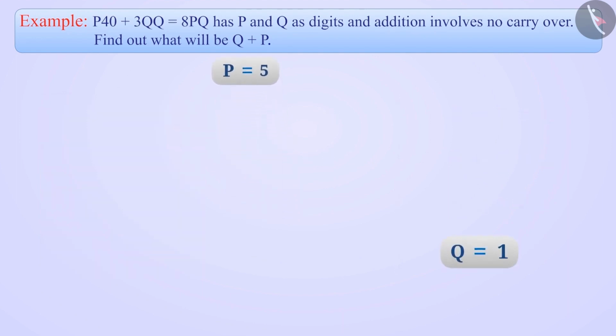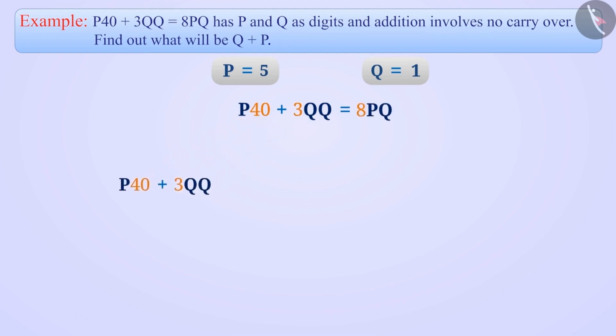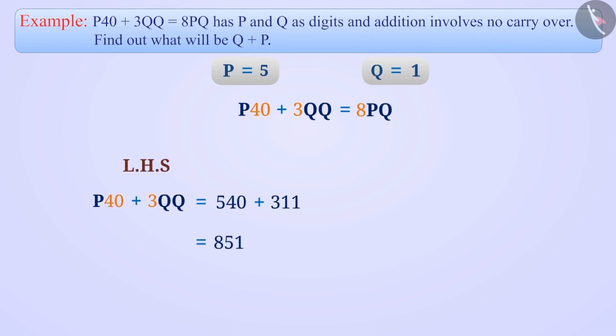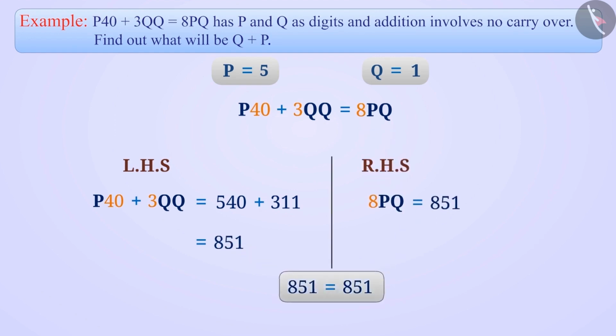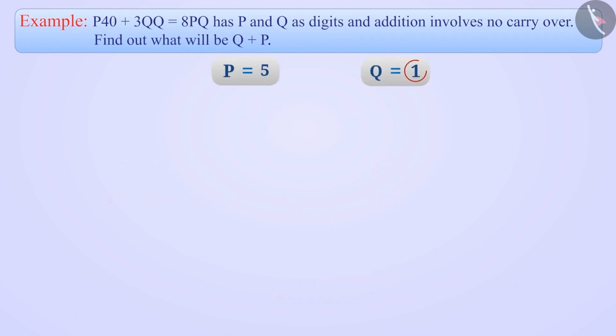Let P is equal to 5 and Q is equal to 1. See if P40 plus 3QQ is equal to 8PQ. P40 plus 3QQ is equal to 540 plus 311, which is equal to 851. And 8PQ is equal to 851. Both sides are equal, so we can say that we have obtained the correct values of P and Q.